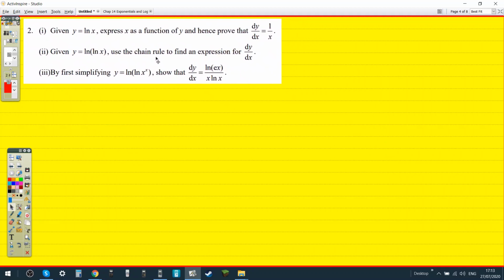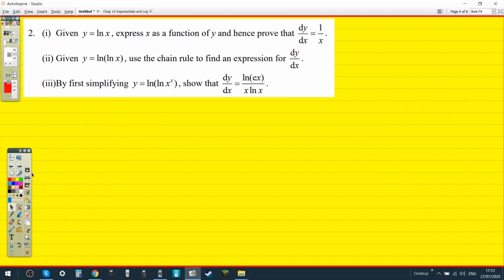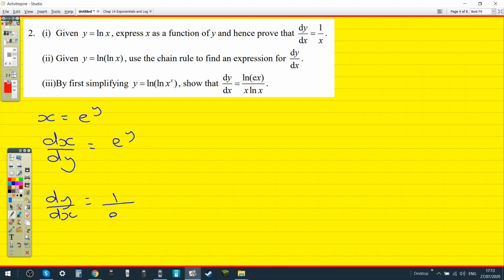Would that just be x is equal to e to the y? How do you prove that dy by dx is equal? What would be dx by dy? E to the y. What would be dy by dx? Oh, the reciprocal, so that's just 1 over e to the y, which is equal to 1 over x. Oh, okay. Okay. Part 2.